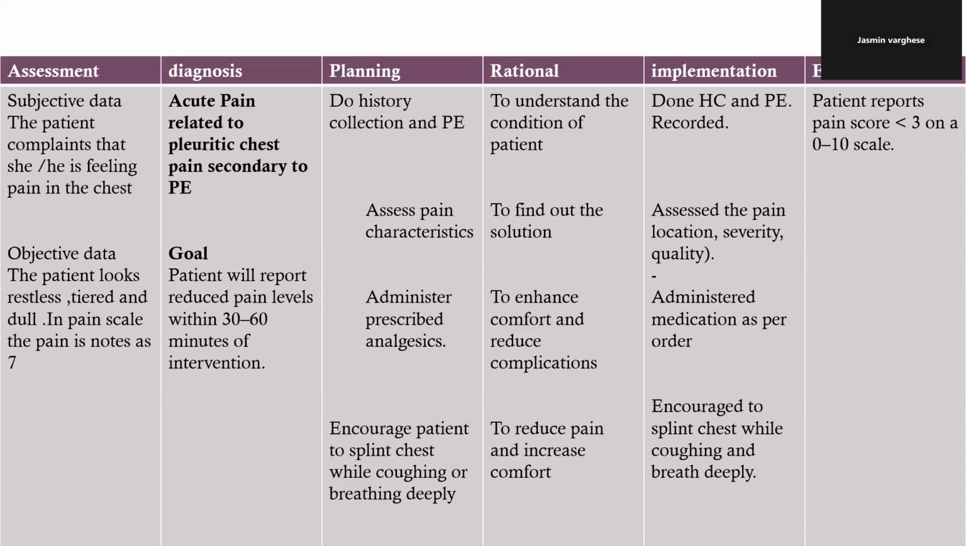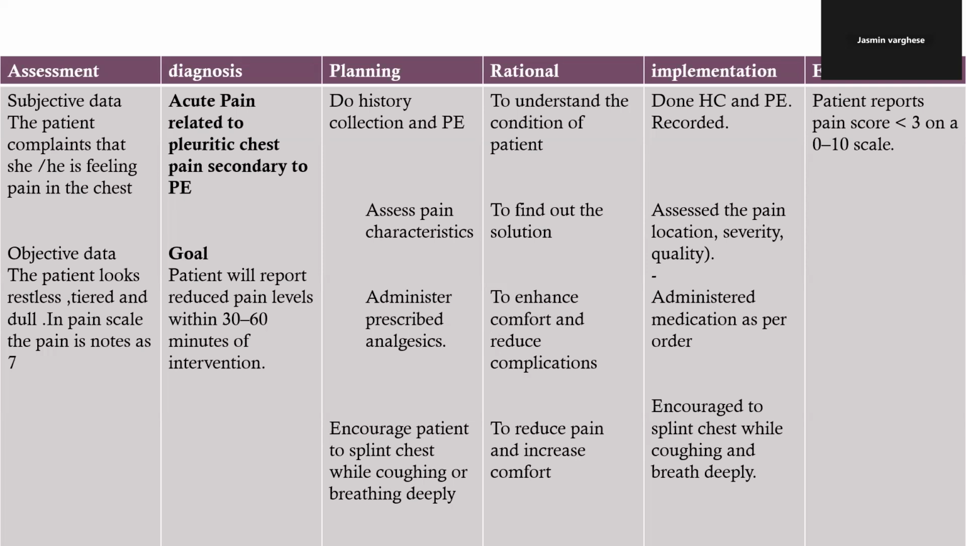Next one, acute pain related to pleuritic chest pain secondary to pulmonary embolism. Subjective data, the patient complains that he or she is feeling pain in the chest. Objective data, the patient looks restless, tired and dull. In pain scale, the pain is 7. That means very severe pain. The goal, the patient will report reduced pain level within 30 to 60 minutes of intervention.